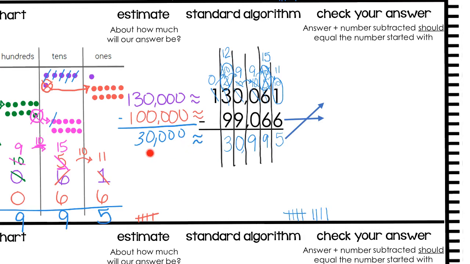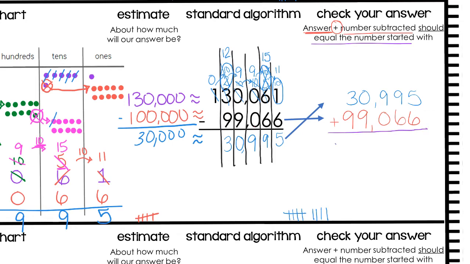30,995 is about 30,000. So I'm going to check my answer. 30,995. I'm going to make sure that I'm aligning up my numbers right underneath it. So I have 6 in the ones, 6 in the tens, 0 in the hundreds, 9 in the thousands, and 9 in the 100,000s. And now we are adding, because if we add our answer to the number that we subtracted, it should equal the number that we started with.